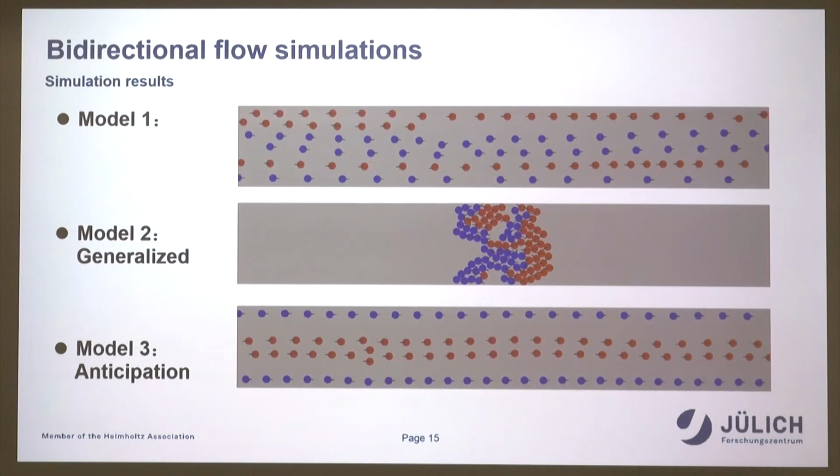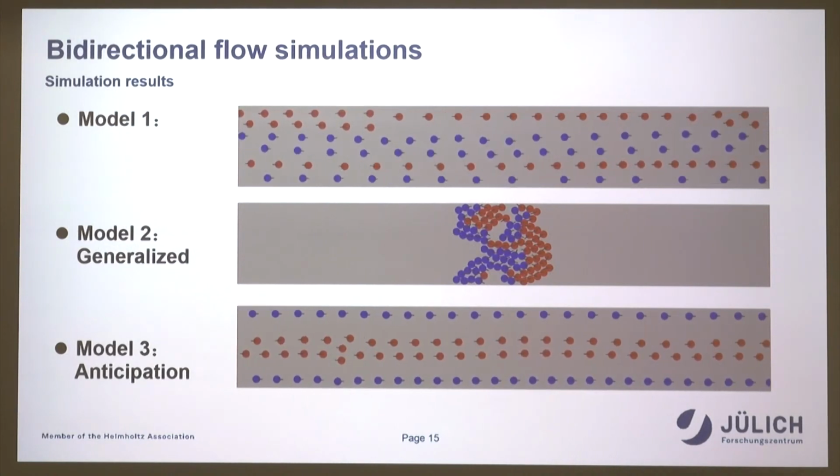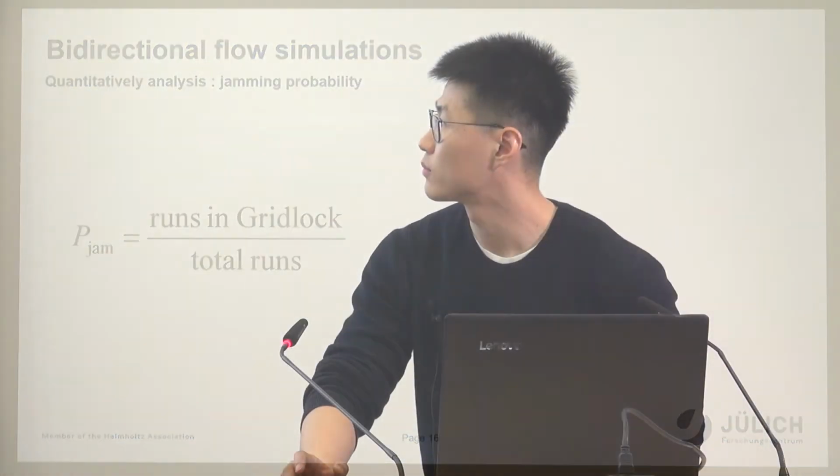So we see the lane formation in this simulation now, and we can move on. To compare these three models quantitatively, first I compare the jamming probability in the simulation. For each model, I run simulations at different densities, and for each density, I run the simulation 30 times with different initial conditions, to see how many simulations end in gridlock. Then we calculate the jamming probability according to this function.